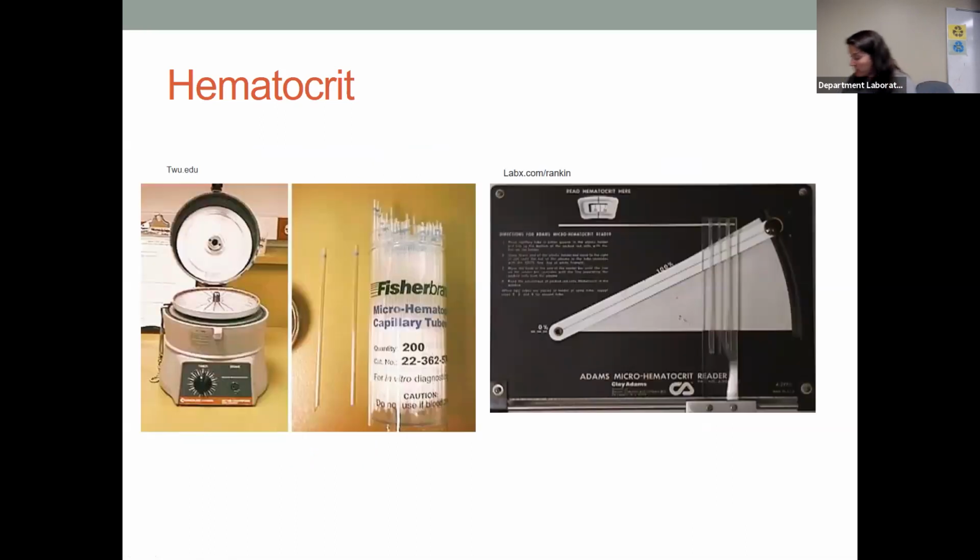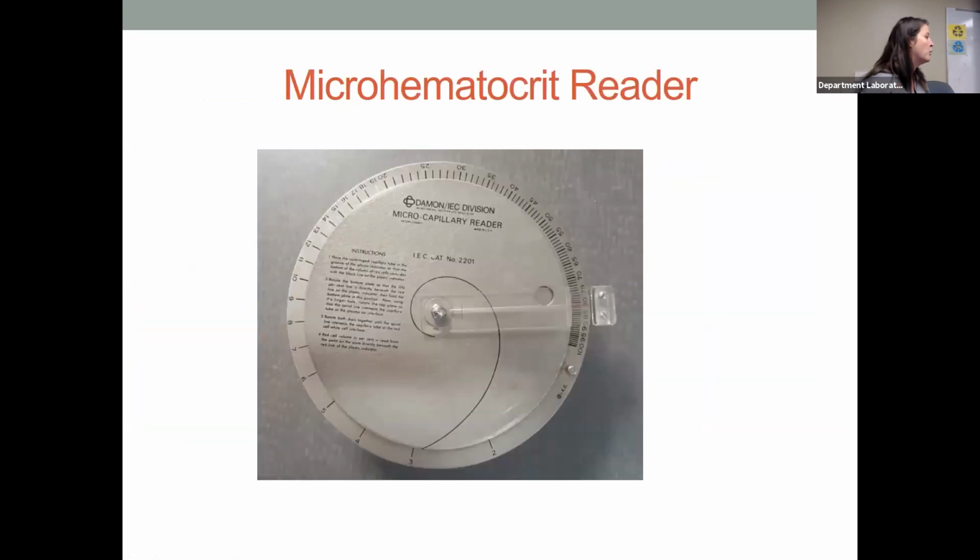All right, so this is what you will use. I have an old one that I'll pass around. This is a microhematocrit reader. This is a very old one; I like to call it antique. So you will not be using this one. You are actually going to be using one like this, a newer version. But what is important is that you know how to read these.